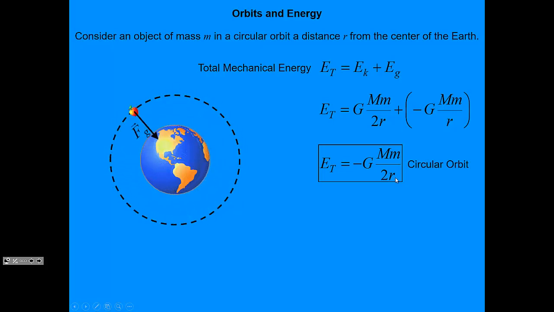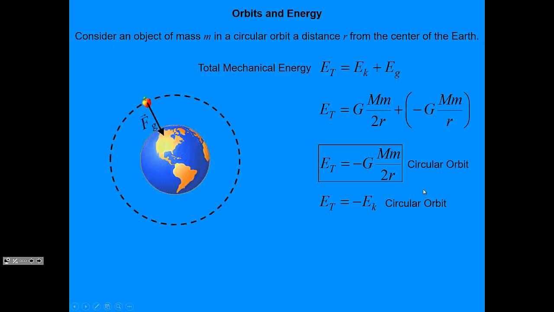But note, look at this, and look at kinetic energy. They're the same, just opposite. So weirdly, for a circular orbit, the total energy is the negative of the kinetic. Again, a little factoid, not something to memorize. Just something to recognize, if need be.